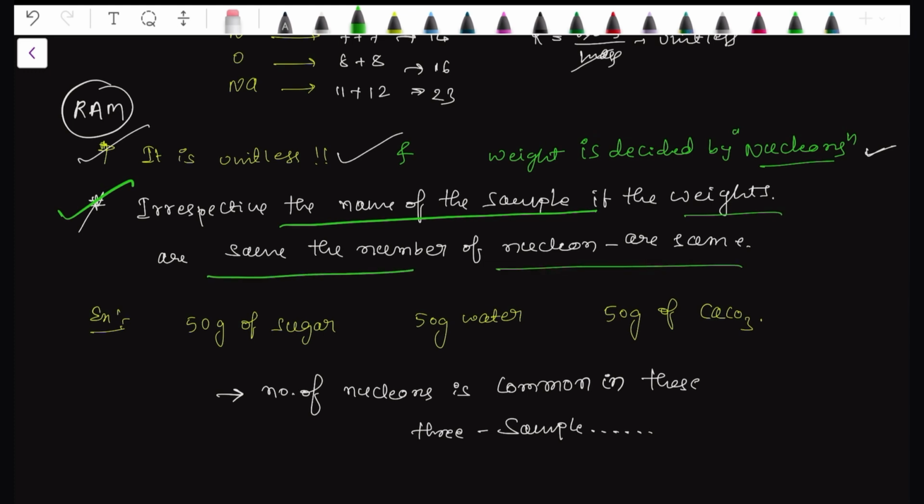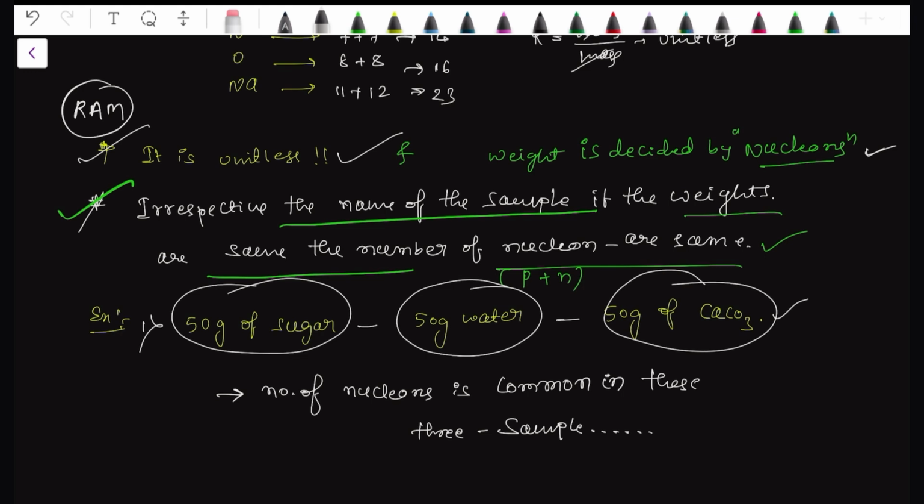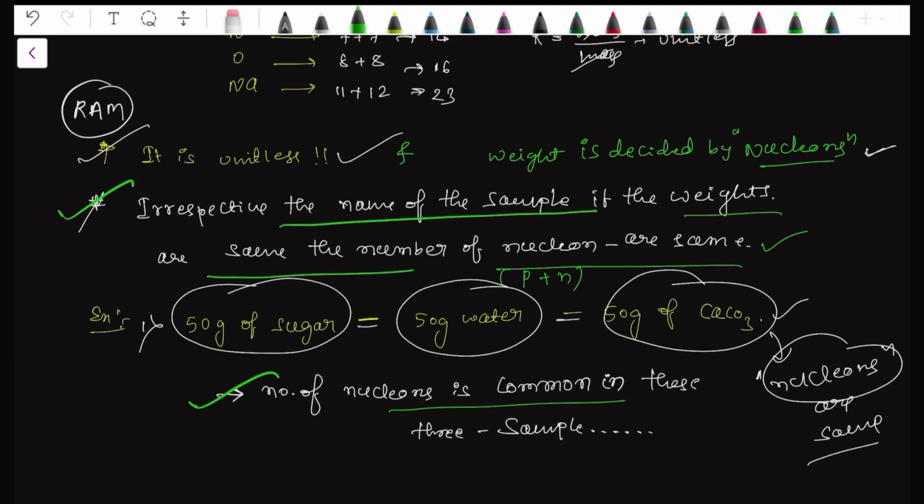With the above statement we need to remember, to find out the weight of any element, the role of nucleons is important. How do we find out nucleons? Protons plus neutrons, right? Here see the example: 50 grams of sugar, 50 grams of water, 50 grams of calcium carbonate. What is happening here? The number of nucleons is common in these 3 samples, right? Nucleons are the same. If nucleons are the same, then the weight of the sample is going to be the same only. Therefore 50 grams of sugar, water, calcium carbonate, the weight remains the same here. We have to remember this one because the nucleons remain the same here.